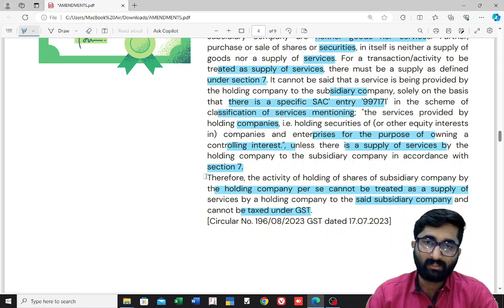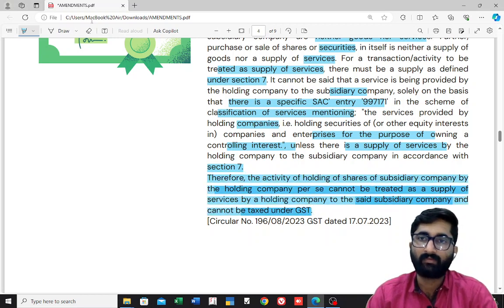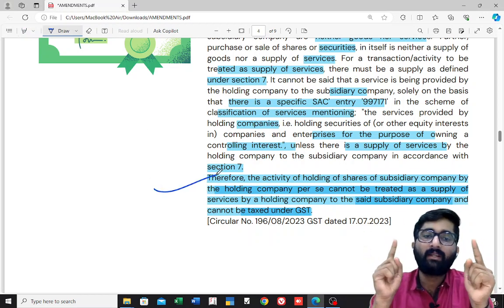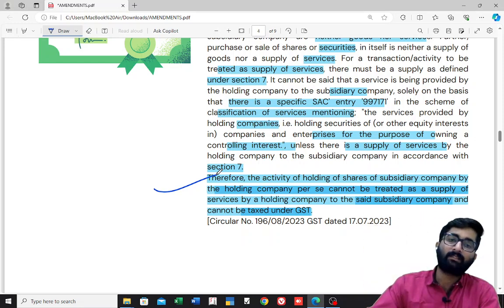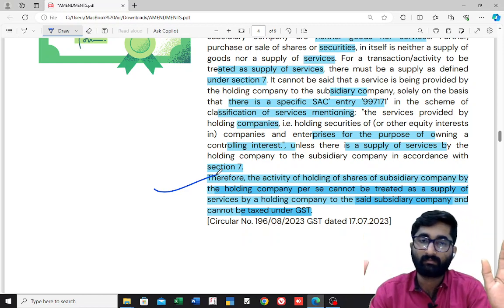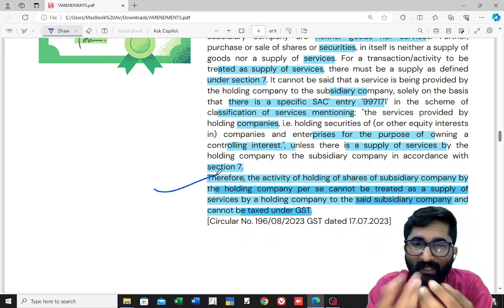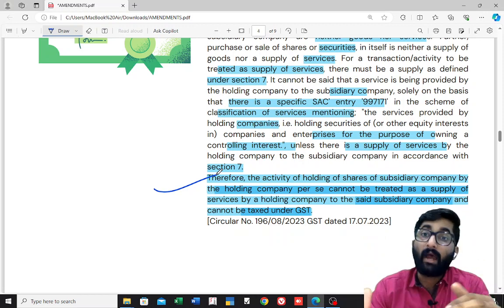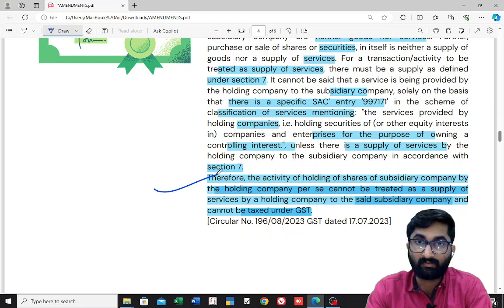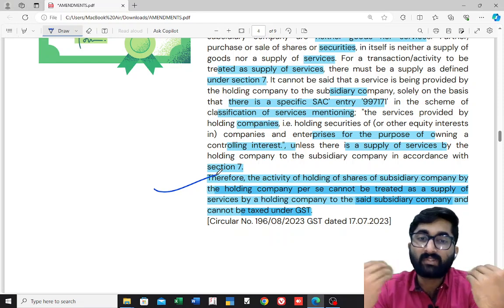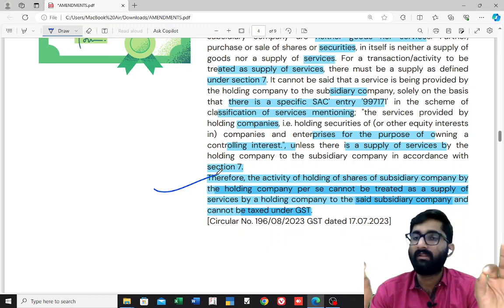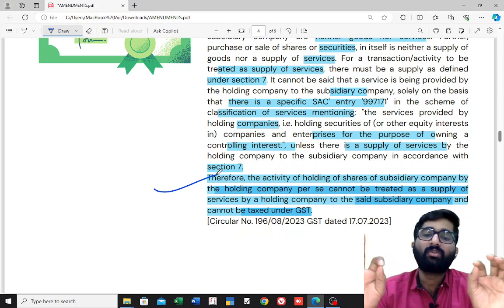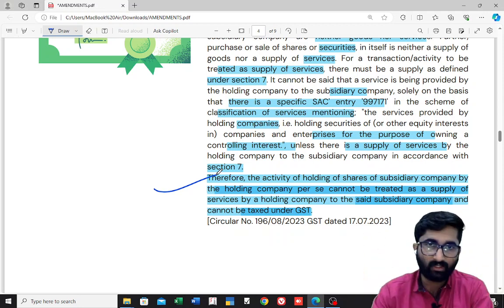So what you have to remember is this last paragraph, a very important paragraph, which says that the crux is that the activity of holding shares in a subsidiary company by the holding company will not be treated as supply of service. It is not a supply. Just holding shares in your company is not supply of service. Actually, if I am giving you some service, consultancy services, or my company is giving you some service which is specified in section 7, only then it is service. Then there will be GST. But here, just holding shares is not a service.